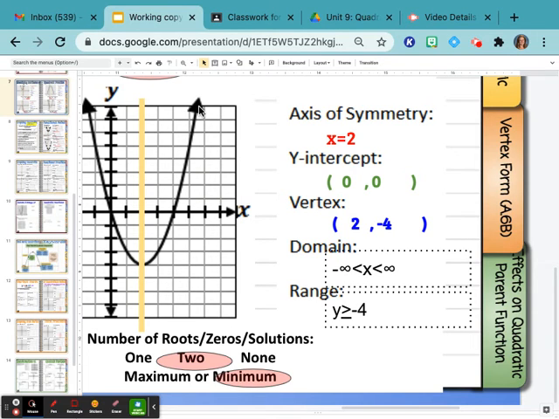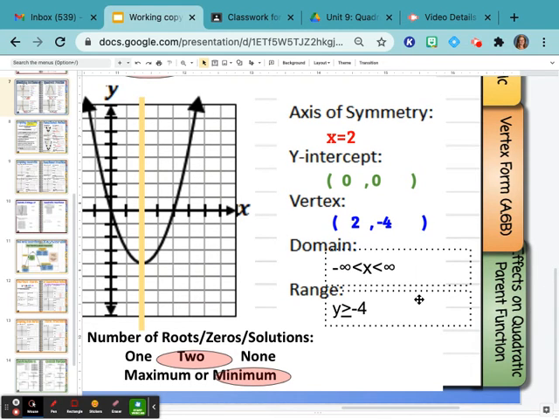Domain, because it extends with arrows pointing, is all real numbers, -infinity to +infinity. But the range is going to be when y is greater than or equal to -4. So it starts at -4 and it only gets larger. The y values continue to increase. We have 2 roots, solutions. Here is one right here. Here's the other. And since this is a smiley face, this is minimum. We have a minimum value, which I look at as a valley, so minimum.